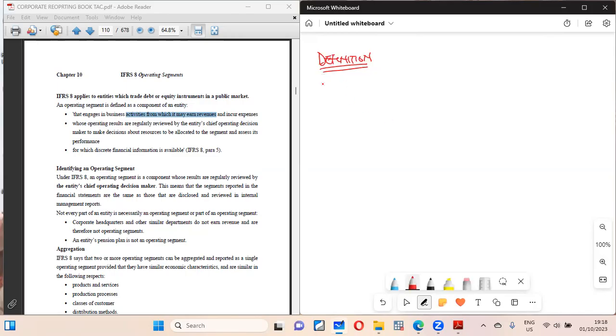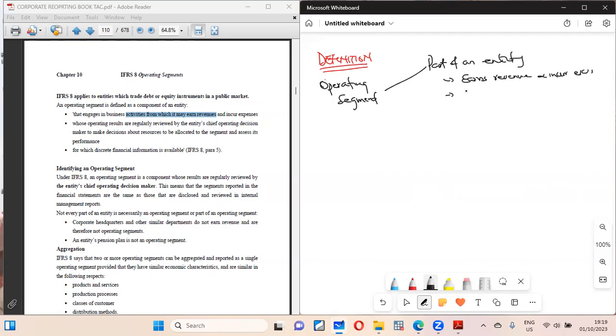So an operating segment, number one, is what? A component of an entity, part of an entity, that earns revenue and incurs expenses.